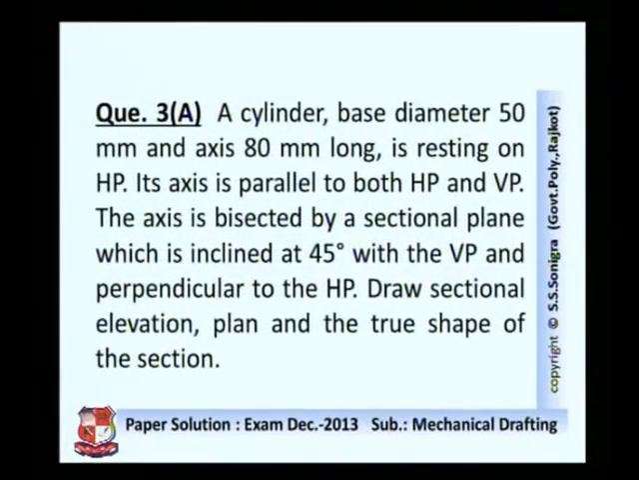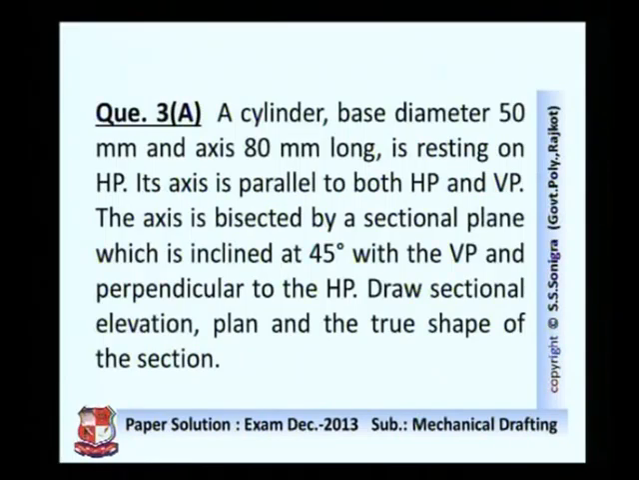Next problem. A cylinder of base diameter 50 mm and axis 80 mm long is resting on HP. Its axis is parallel to both HP and VP. The axis is bisected by a sectional plane which is inclined at 45 degrees with the VP and perpendicular to HP. Draw the sectional elevation, plan and true shape of the section.